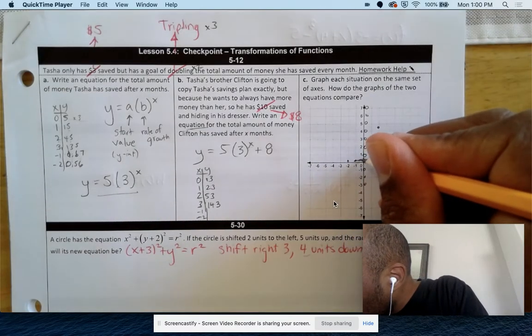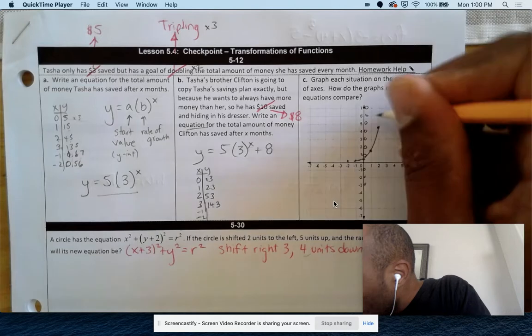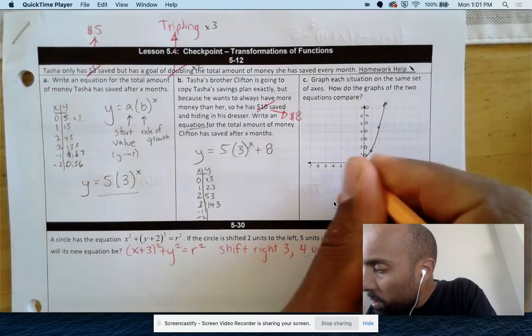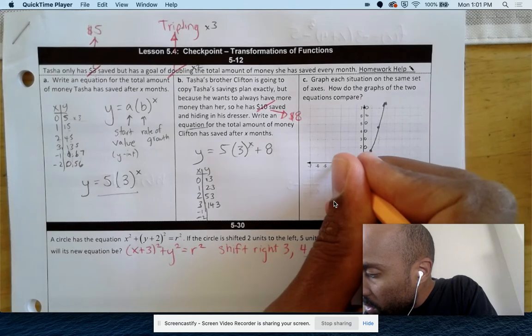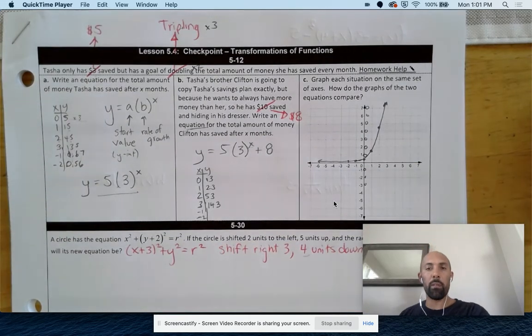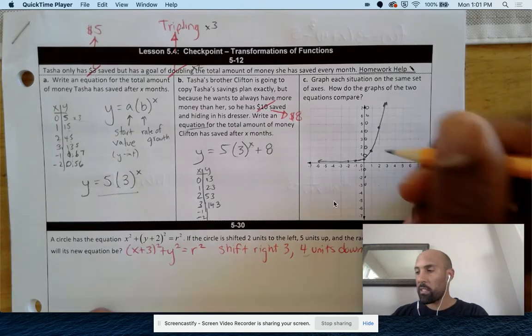So I'm going to connect these dots, and it just shoots up right there at the 3. And then down here, it gets really close to 0. So I'm going to just kind of ride my line right above the edge there. Okay, so that's Tasha.